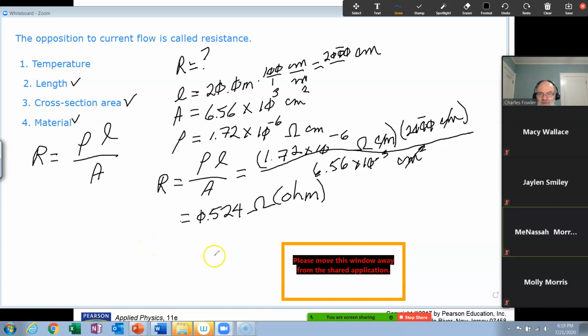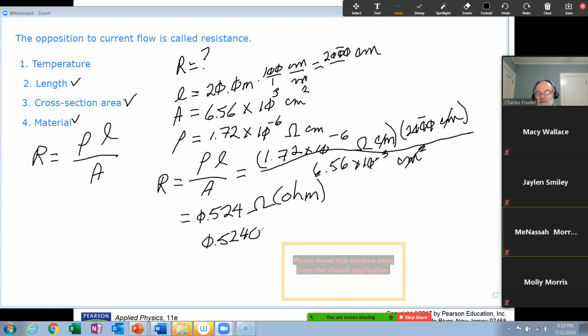Well, what if we had written our answer that way? 0.524 ohms. Any so and see a problem? That looks like a zero. That would be confusing. We don't want to confuse people. Physics is confusing enough. So we don't use capital O.